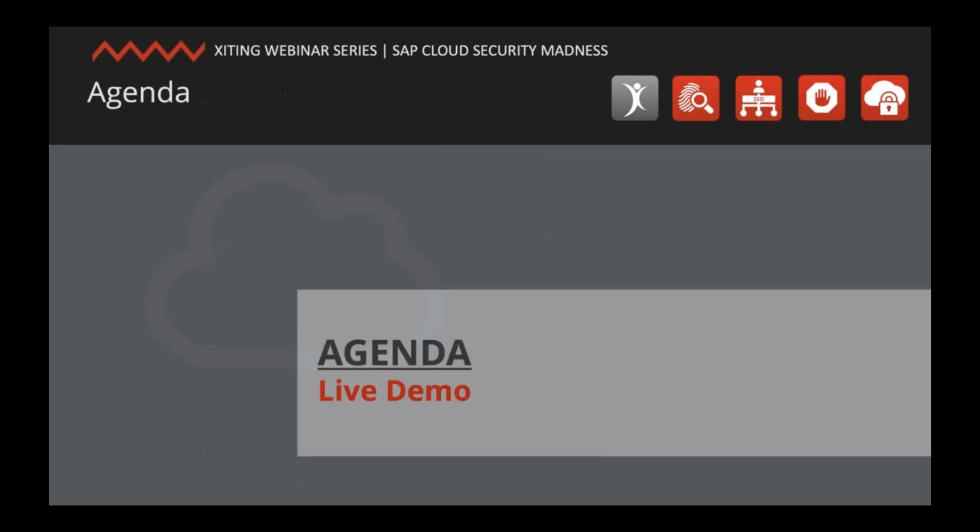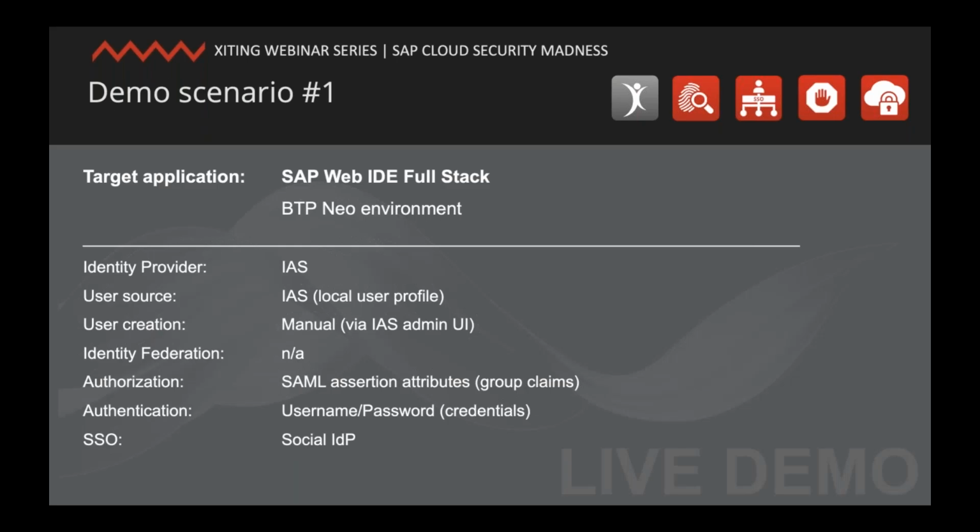All right, so let's start with the first demo. I've prepared 5 scenarios, and I would like to walk through these 5 scenarios together with you. First of all, let's take a look at the first one. The first one, we will use the SAP Web IDE full stack as one cloud target application. And this time, the Web IDE is running on a Business Technology Neo SAP account.